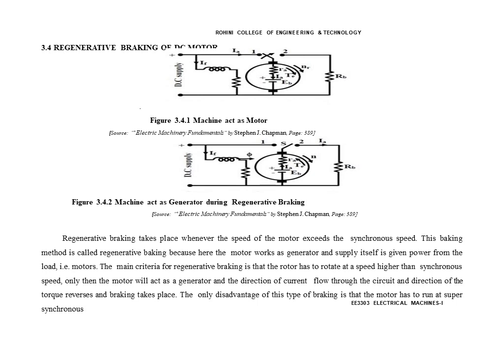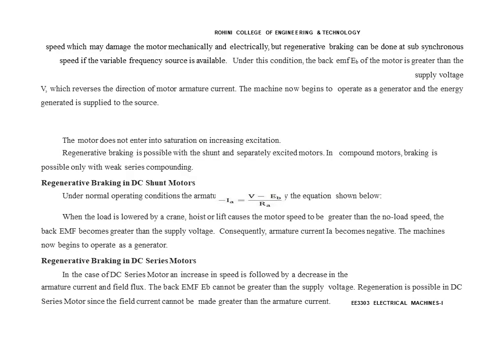Only then the motor will act as a generator, and the direction of current flow and the direction of torque reverse and braking takes place. The only disadvantage of this braking is the DC motor has to run at super synchronous speed, which may damage the motor mechanically and electrically. But regenerative braking can be done at subsynchronous speed if a variable frequency source is available.